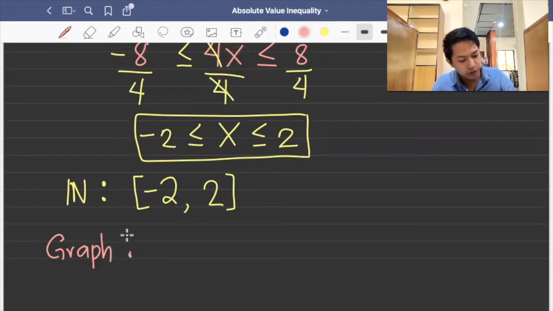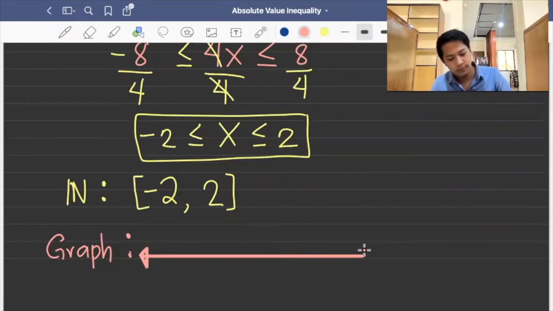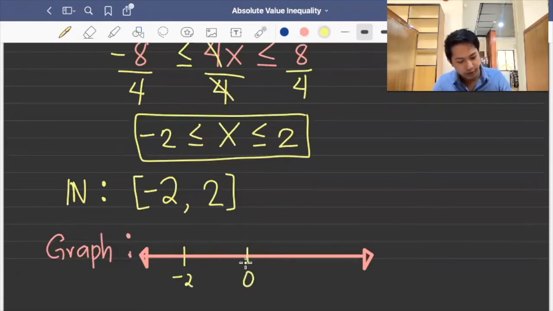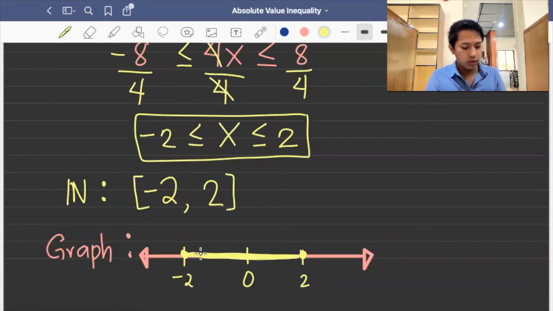We're going to graph our solution set. Okay, so we have here the -2 and the 2. We have the -2, we have the 0, and we have the 2. So since this is just between -2 and 2, I mean from -2 to 2, they are included. So everything between -2 and 2, okay, is part of the solution set. And that includes -2 and 2.